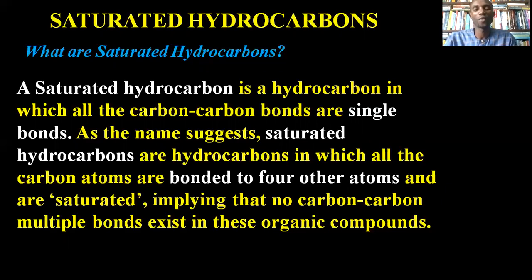So when the 4 bonds are connected with single bonds, we call it a saturated hydrocarbon. When it's bonded with hydrogen, we call it a saturated hydrocarbon, implying that no carbon-carbon multiple bonds exist in these organic compounds. It does not have double bonds or triple bonds; rather, single bonds are used to fill all the bonds necessary for it to attain the octet structure. So that is what a saturated hydrocarbon is.